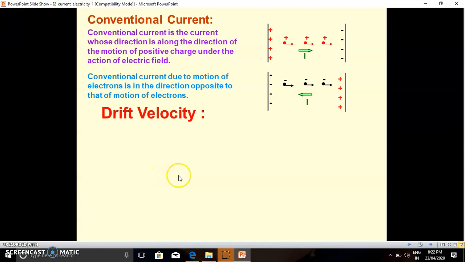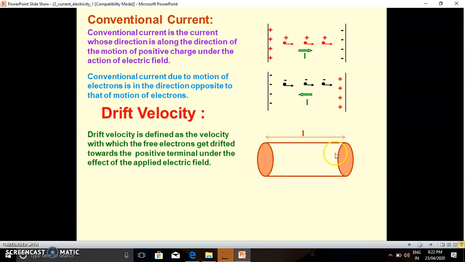Now next very important point is drift velocity, isn't it? So what is drift velocity? Before the definition we'll see the figure. This is the conductor of length L. Listen to it very carefully. This is the conductor of length L and A is the area of cross section of this conductor. Then this is the battery, that is, the electric field we have applied between the two terminals of the conductor.